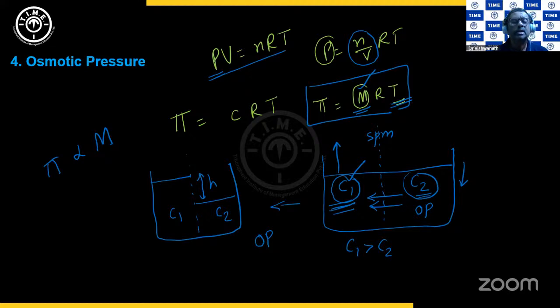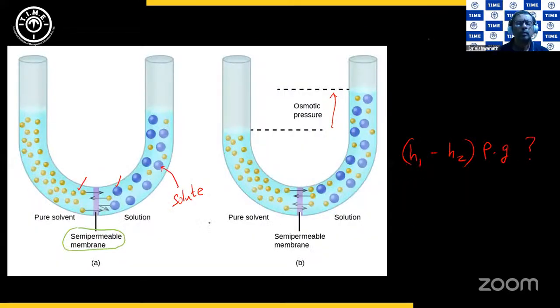So all these illustrations would be found here. So here, this is a solution. This is the pure solvent. So check the arrow. The arrow is from the solvent to the solution, right? And then because of this, what is happening? The level has fallen down here as the solvent moves, and the level here goes up. Look at this. I put an equation here: (H1 minus H2) into rho into g. You know that h rho g, right? It has a meaning. It has the unit of pressure.